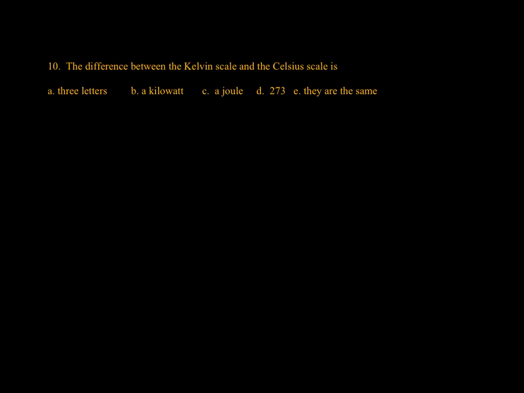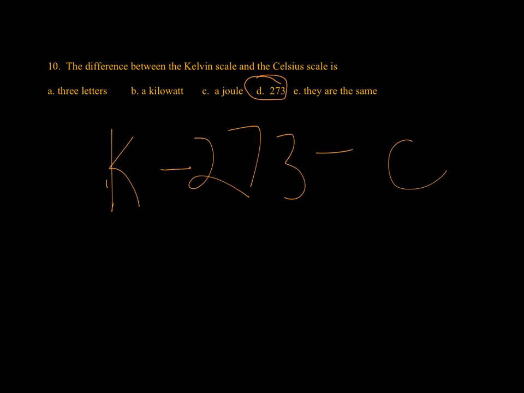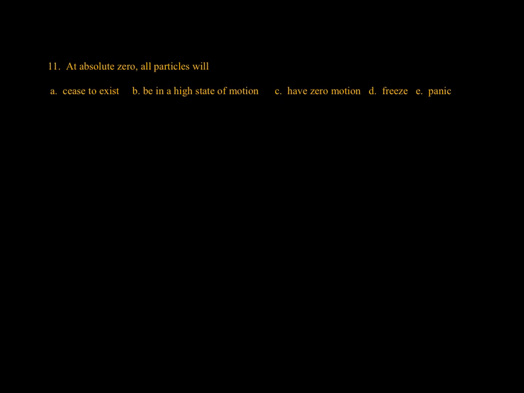The difference between Kelvin and Celsius scale is 273. So Kelvin minus 273 equals Celsius, or Celsius plus 273 would equal Kelvin, either way. But the difference is each degree Celsius is equal to one increment on the Kelvin scale. It's just they start in different places.